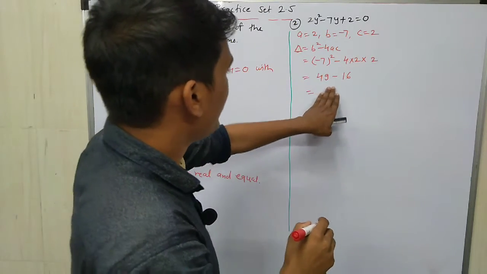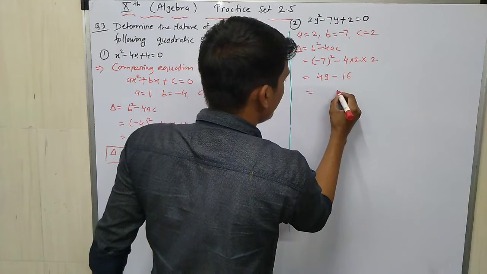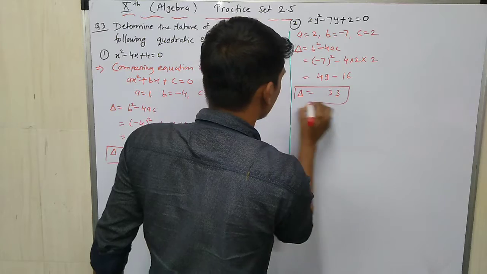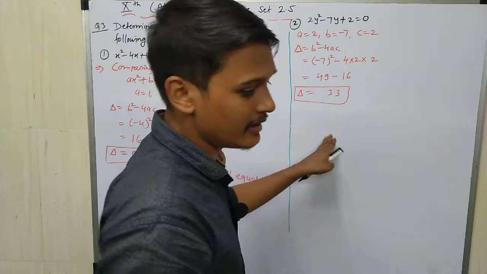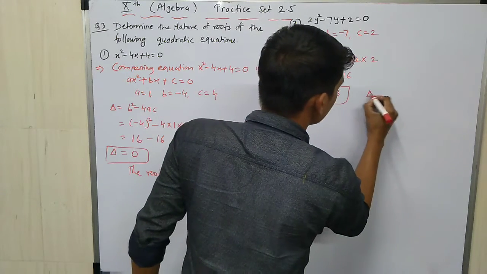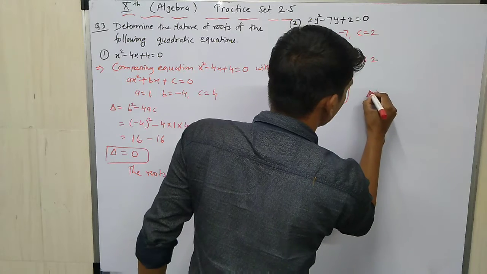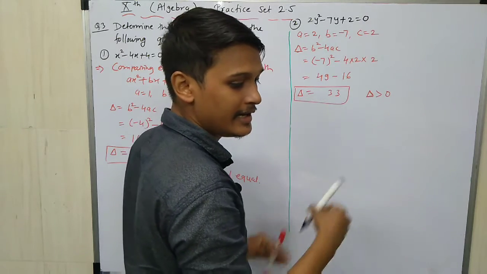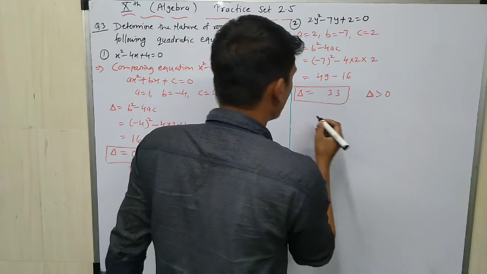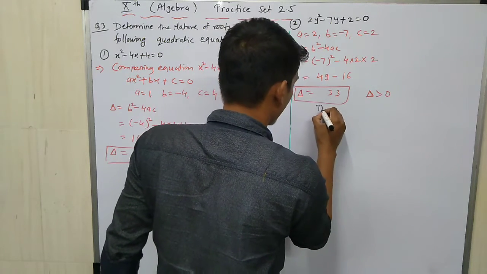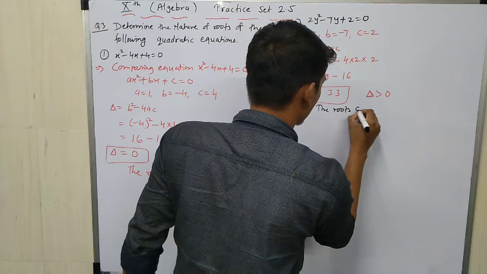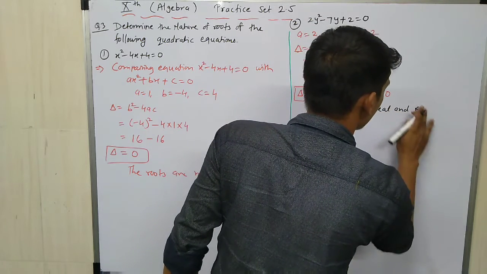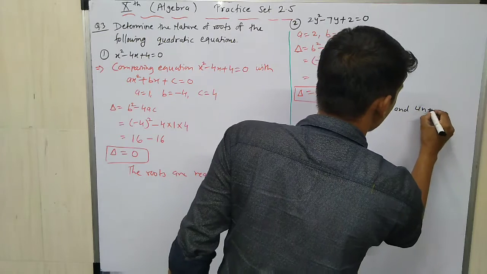Understood? Now 9 minus 6 is 3, 4 minus 1 is 3. Delta is equal to 33. Means here delta is greater than 0. Understood? Then the roots are real and unequal. The roots are real and unequal.